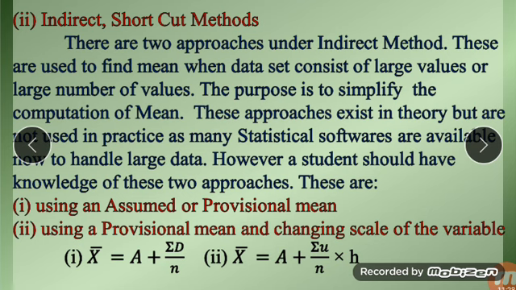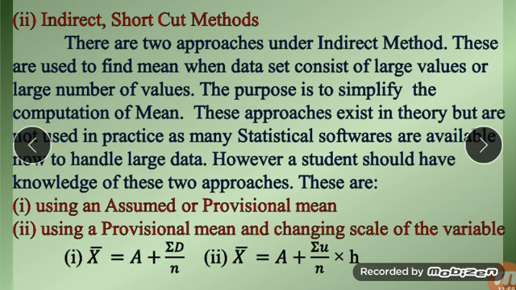Whereas the other method is the indirect or shortcut method. This method is useful when we have a large amount of data or when the values are very large, like in thousands or millions. It is very difficult to calculate them in the absence of a calculator or statistical software. Therefore, this shortcut method was introduced.